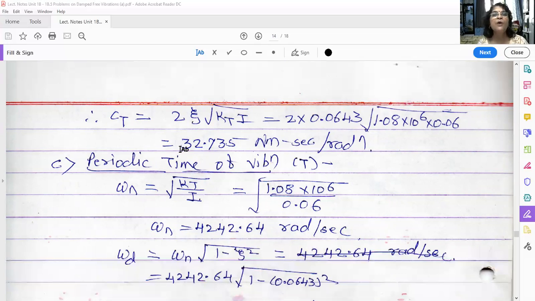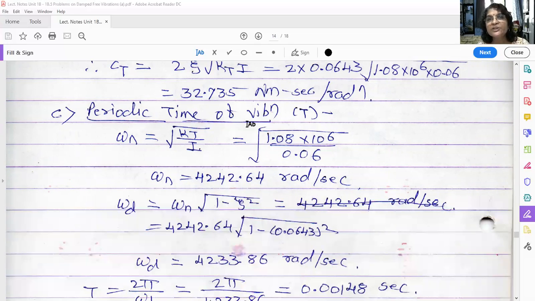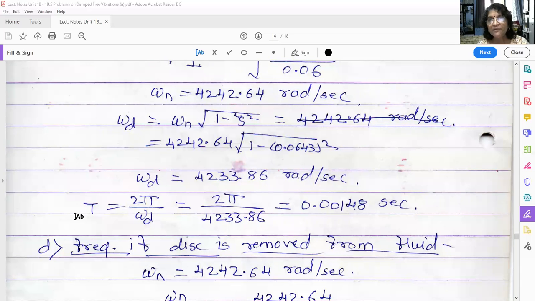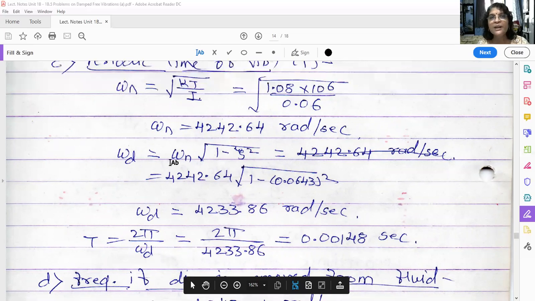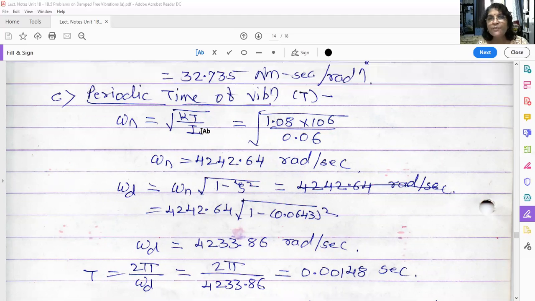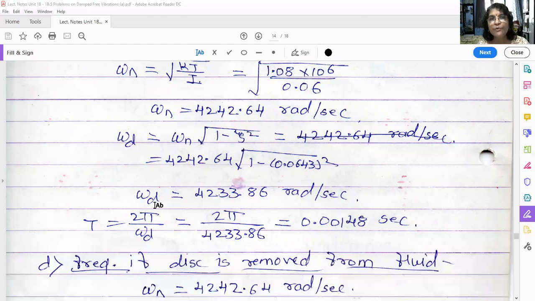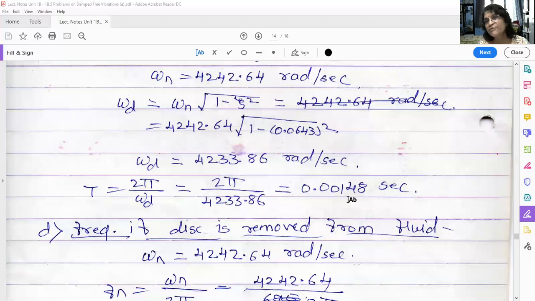Okay. Now, finally, we want to find out the periodic time of vibration. So what is the periodic time? 2 pi upon omega d for under damped vibration. So what is omega d? We have to find out omega d. See, omega d is given by omega n square root of 1 minus zeta square. Zeta we have already found out. Find out omega n, which is nothing but square root of kt upon I. Already kt we have found out, I we have found out. Okay. So this will be omega n. Once we know omega n and zeta, find out omega d. Once we know omega d, find out T, that is time period 2 pi upon omega d. So this is 0.00148 second.